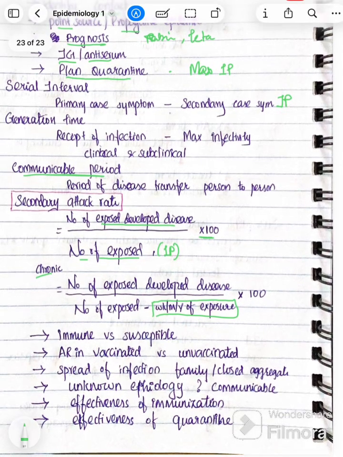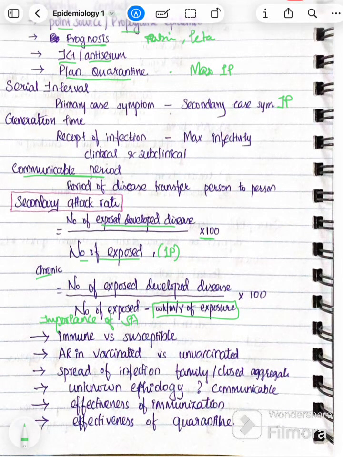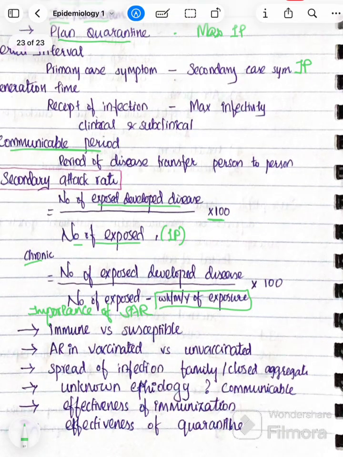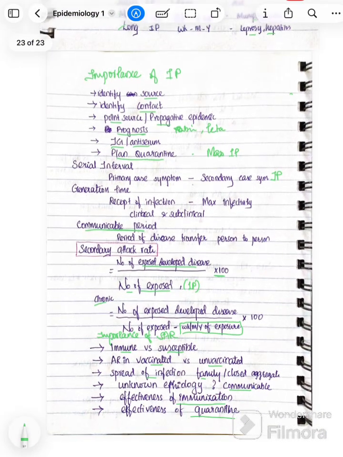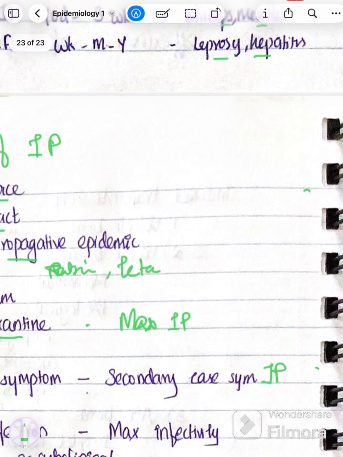So, the importance of secondary attack rate. We can find the immune group and the susceptible group using that calculation, and we can find the attack rate in vaccinated and unvaccinated people. We can find the spread of infection among a family or closed aggregates. We can differentiate whether the etiology is communicable or non-communicable, and find out the effectiveness of immunization and quarantine. So we are at the end of our lecture.